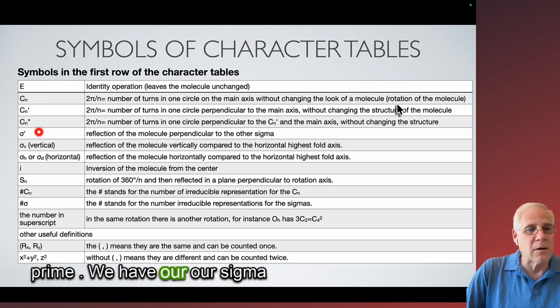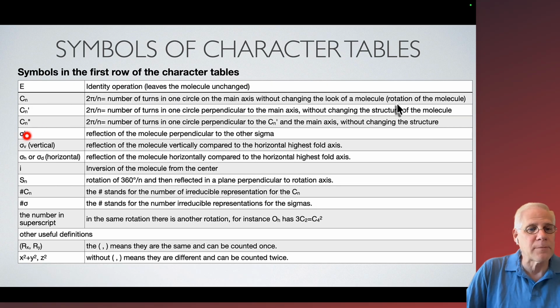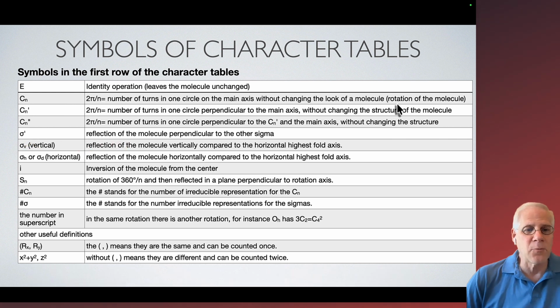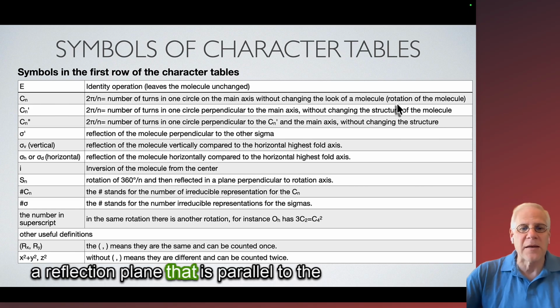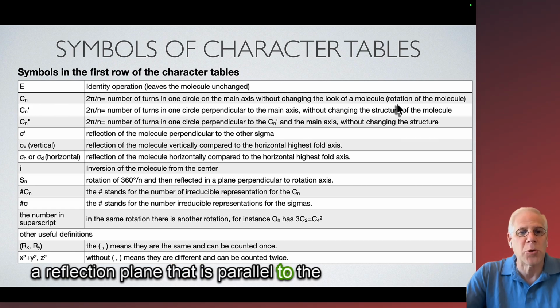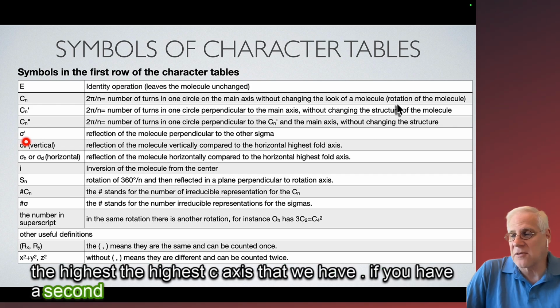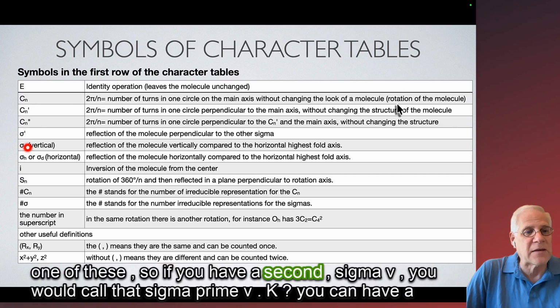We have our sigma reflection planes. We don't see the sigma prime too often. We see sigma v, and that just means that we have a reflection plane that is parallel to the highest C axis that we have. If you have a second one of these, so if you have a second sigma v, you would call that a sigma prime v.